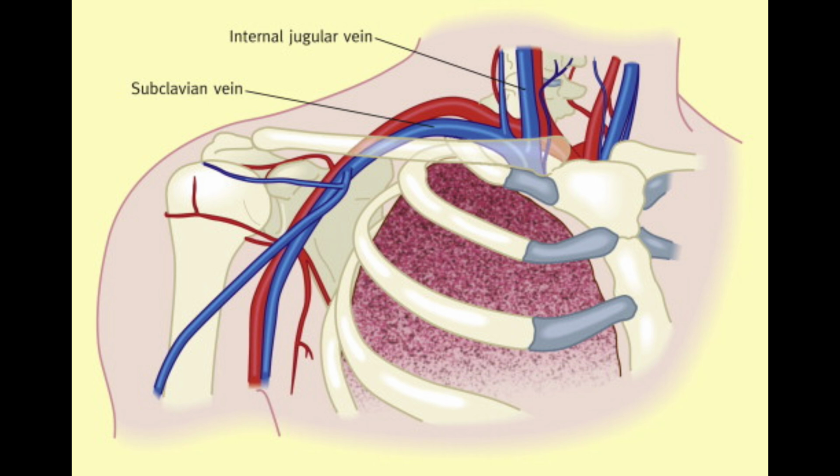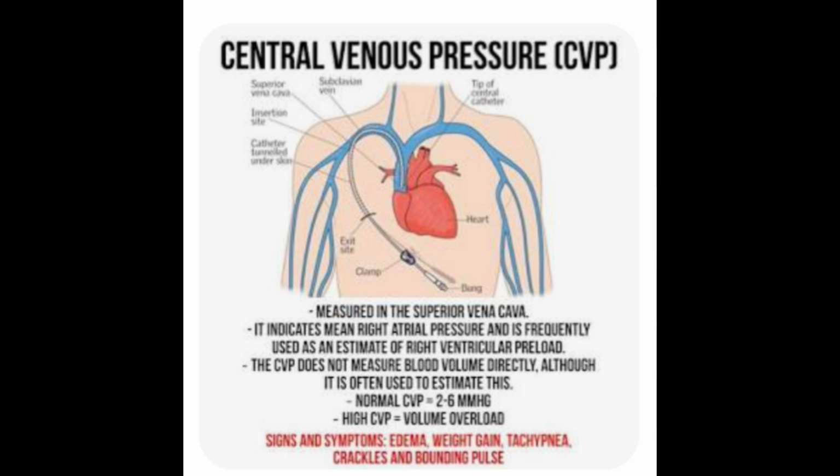Central venous pressure, or CVP, is measured via central venous catheter, usually placed in the subclavian or jugular vein. The normal range is 2 to 8, and this gives us insight to right atrial pressure and fluid volume status. A high CVP is interpreted as fluid overload, heart failure, and pulmonary hypertension, and a low CVP is interpreted as hypovolemia, dehydration, and blood loss.